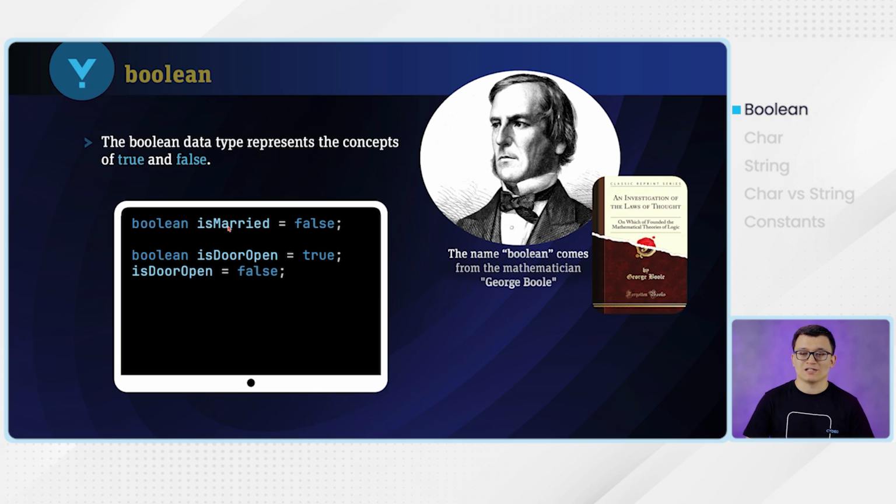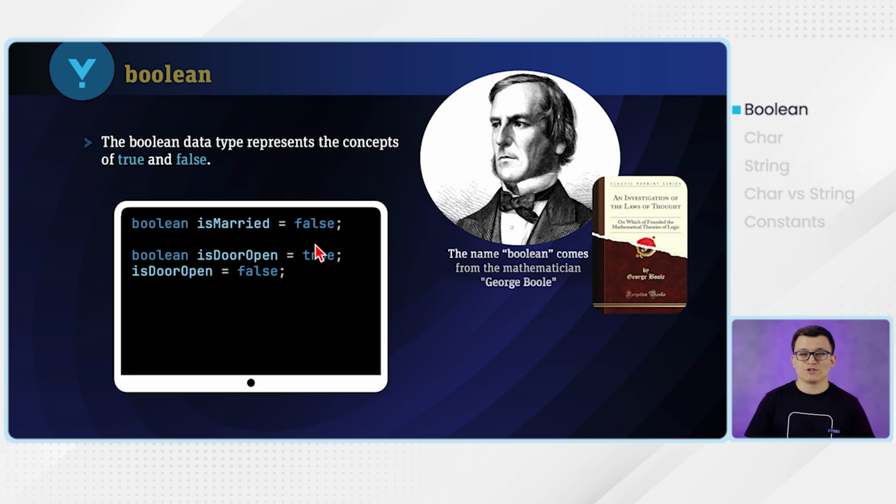Okay, such as is married. If it's true, that means the person is married. Otherwise, the person is not married. And such as is door open, is employed, is passed, pass or fail, yes or no. For those type of scenarios, we could use these boolean variables. And also in the near future, we will be using this boolean expression a lot when it comes to the conditional statements. But as for now, just make sure you know how to use the boolean data type to create your variable and store the true or false expressions.